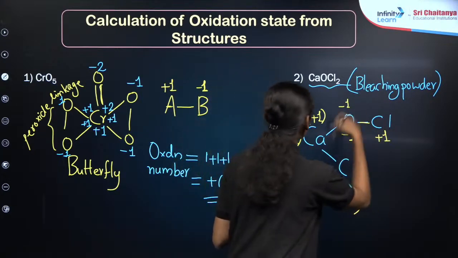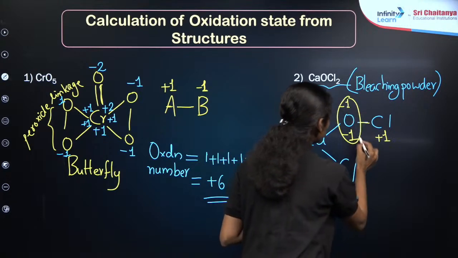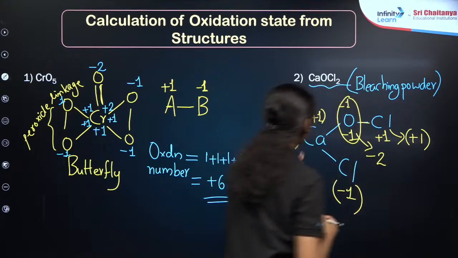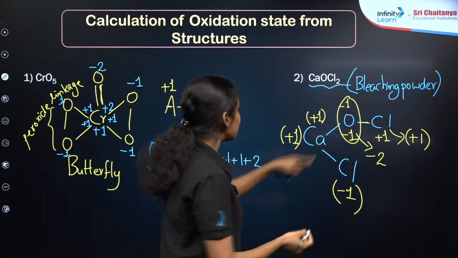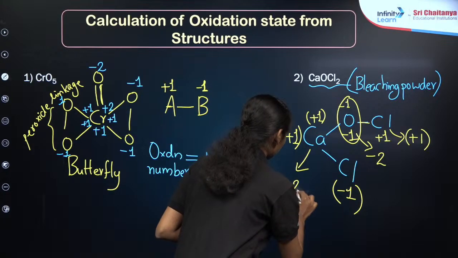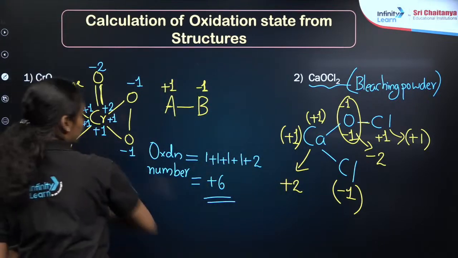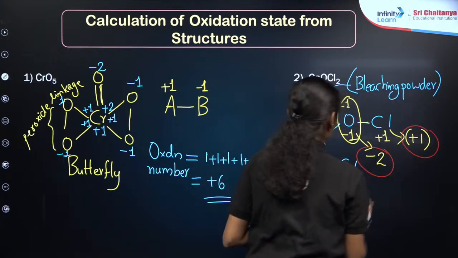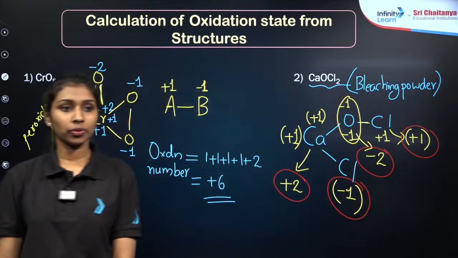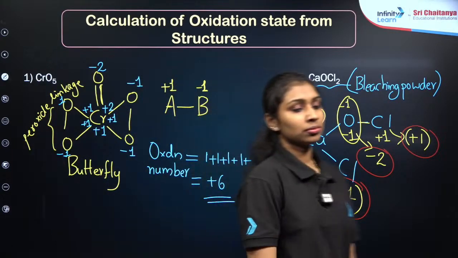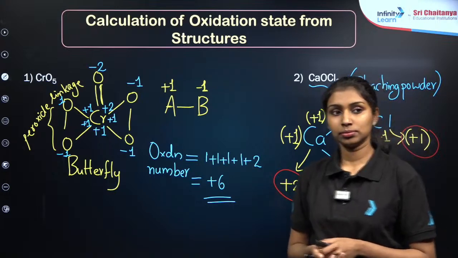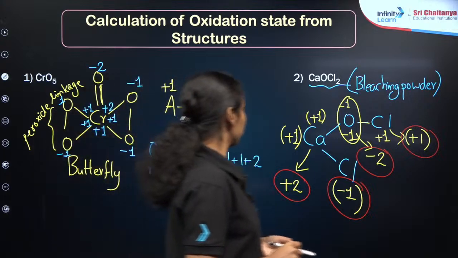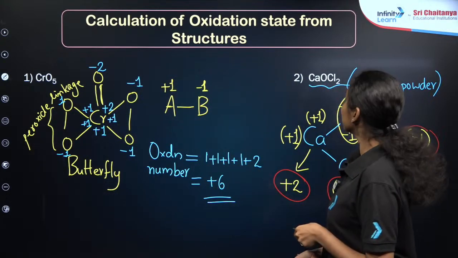In total, oxygen will acquire -2 charge, the sum of these charges, right? It will become -2. And for this chlorine, it is +1. For this other chlorine, it is -1. Then for calcium, it is a sum total of +2. Clear? Is it clear? Yes, fine.